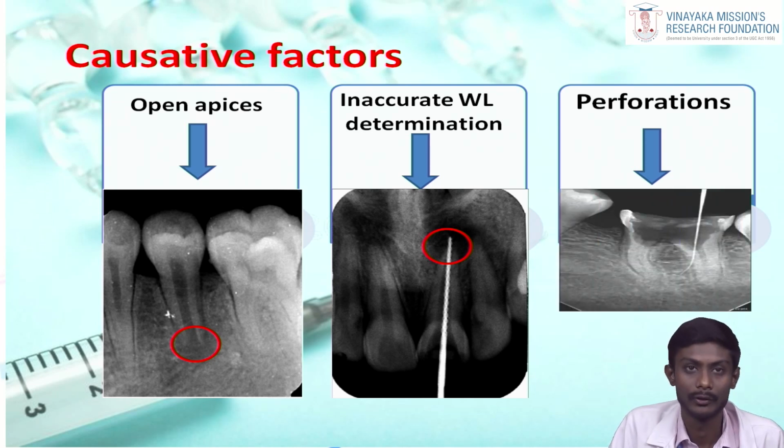The next common cause is the perforations, which are mainly due to furcal perforations or strip perforations in the MB canal of mandibular molars. The other causative factors for the extrusion of irrigant solutions may be vertical root fracture of the root and also lateral perforations.